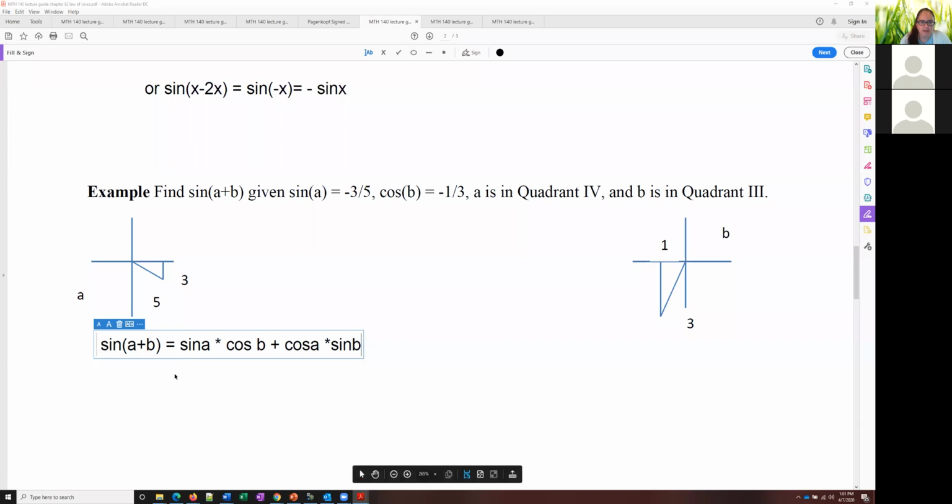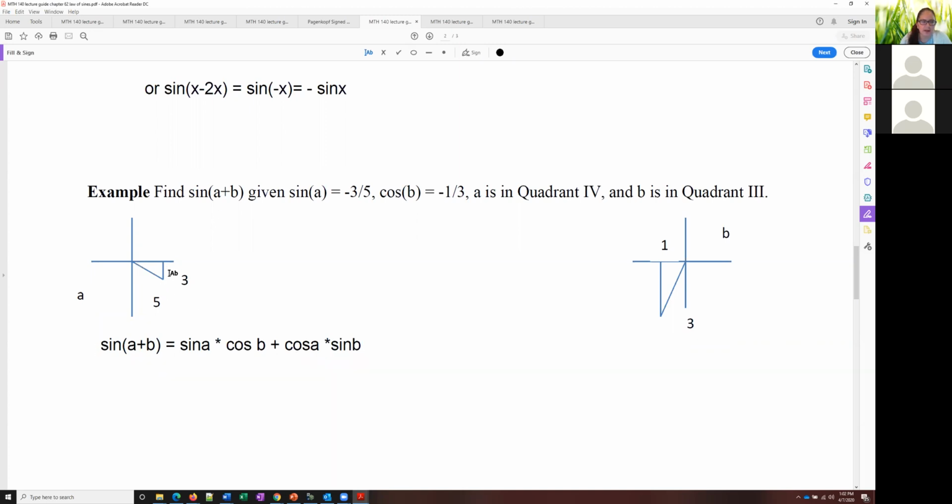We know the sine of angle A, so we'll be able to plug in the -3/5. And we know the cosine of angle B, we'll be able to plug in the -1/3 there. And we need to figure out the cosine of angle A and the sine of angle B. We are told that angle A is in quadrant number 4, so we know that its cosine will be positive. We can go ahead and figure out what that is.